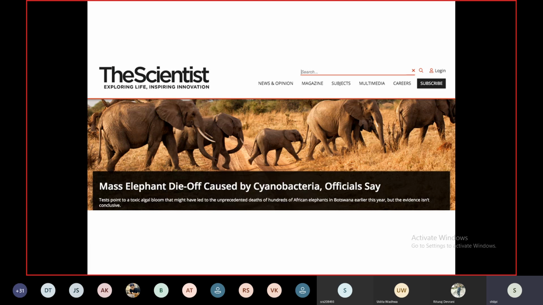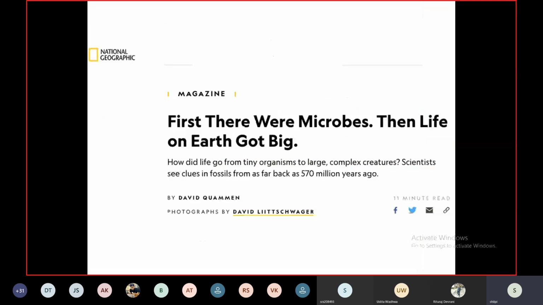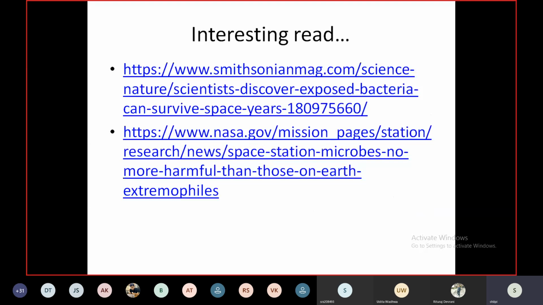Some further articles give you evaluation, but this is just to incite you, to show you the importance. Again, this was a National Geographic article that I found interesting. Here is an article from NASA, wherein they've talked about space station microbes. So maybe you can go through this as well.